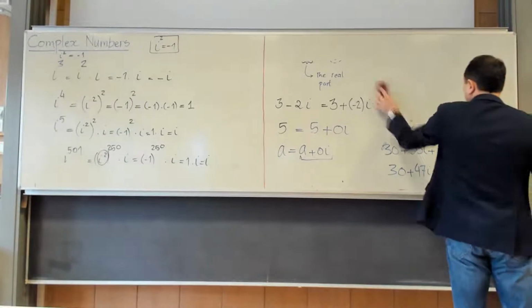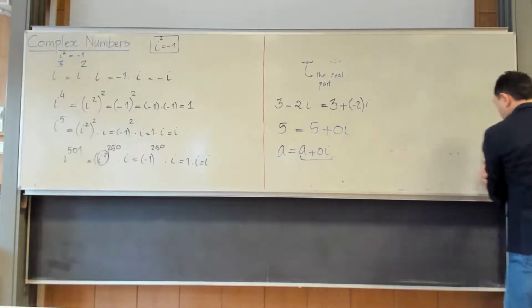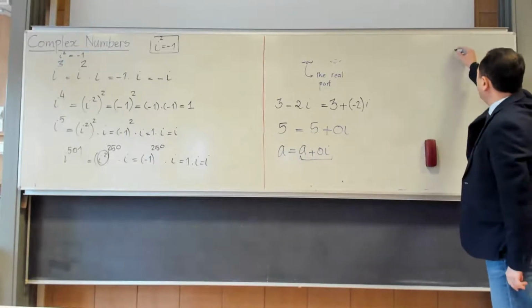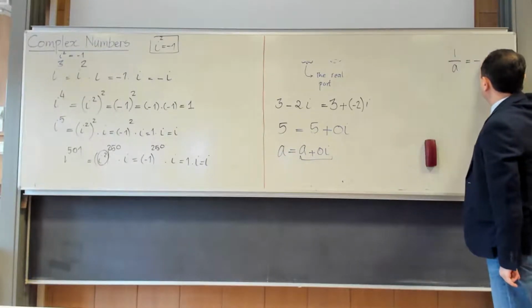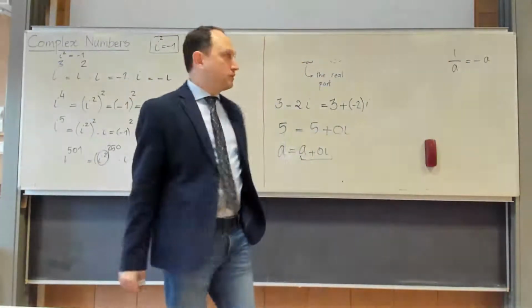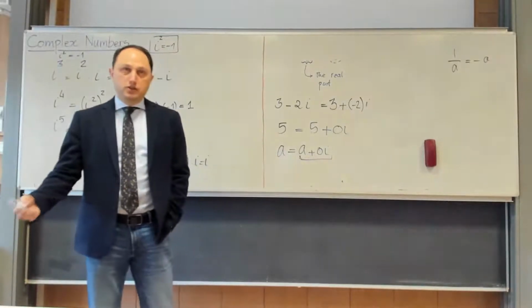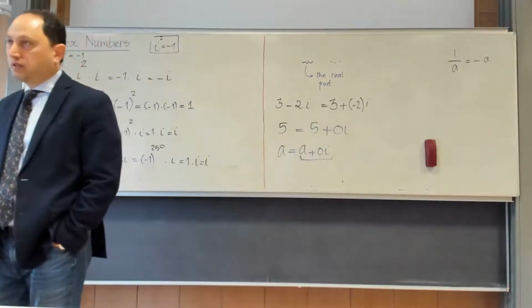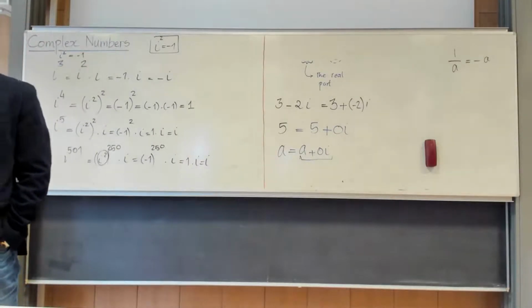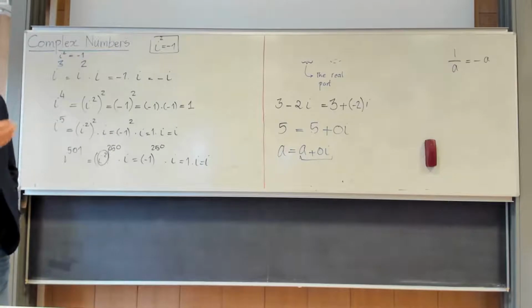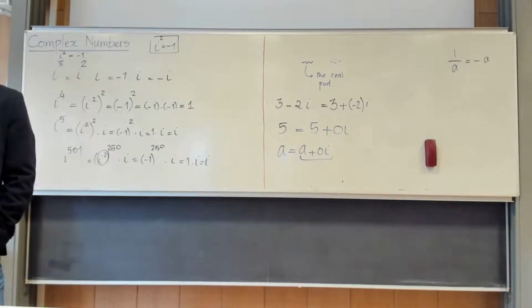So for example, let us talk about this. In the real numbers, do you have any suggestion? Do you have any number whose reciprocal is equal to its negative? For example, what is the reciprocal of 2? It's 1 over 2. It is not minus 2. What is the reciprocal of 3? It's 1 over 3. It is not minus 3. But in imaginary numbers, there is a number whose reciprocal is equal to negative itself. What is that number?